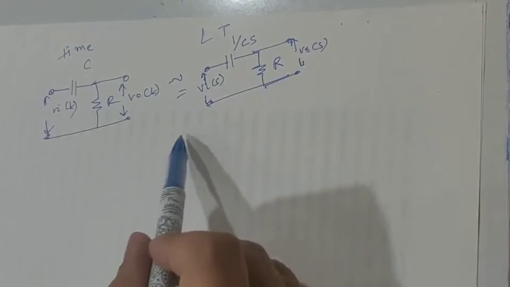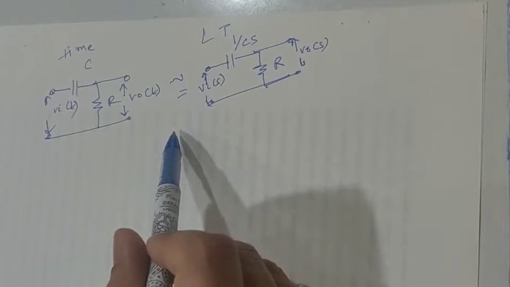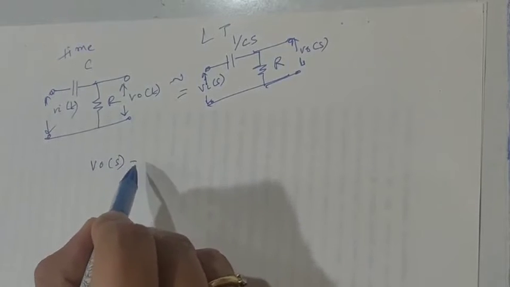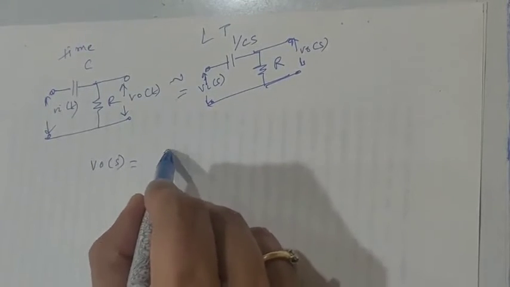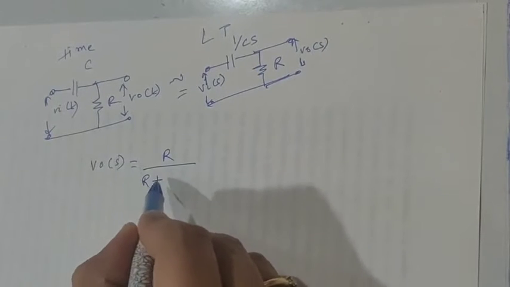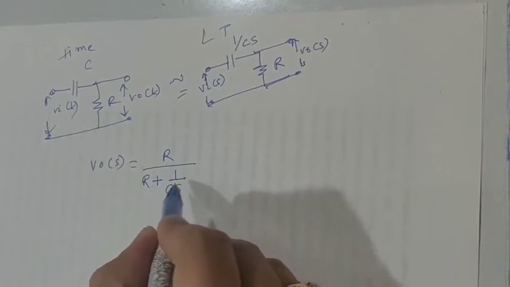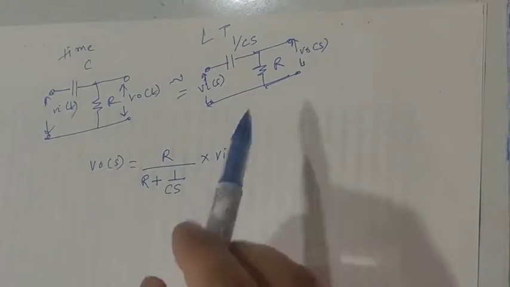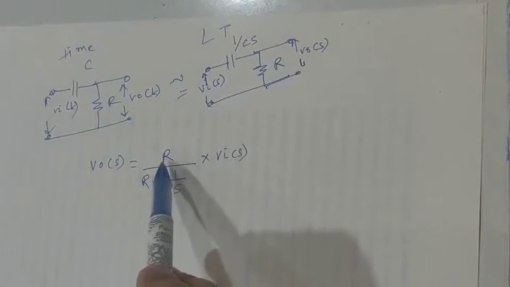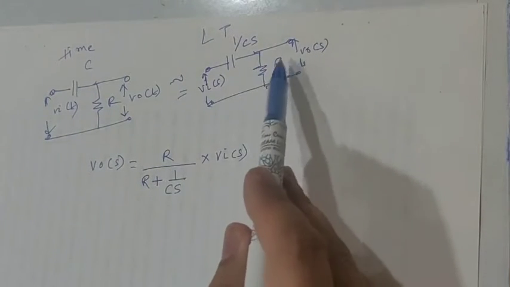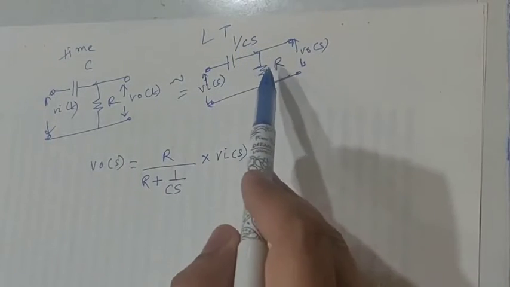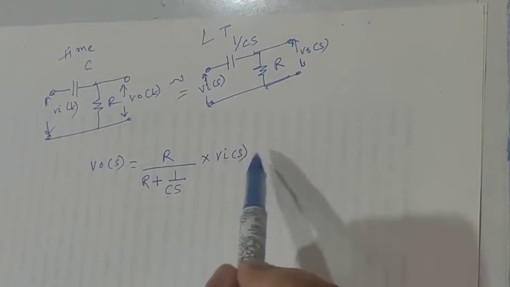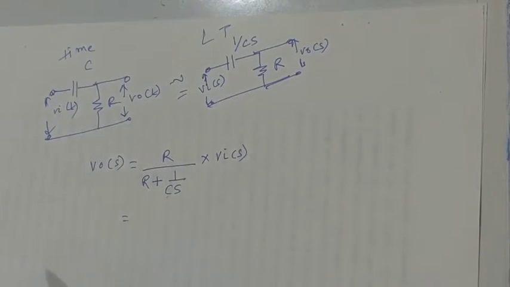Now if I am taking the Laplace of the circuit, of course we get V0 of S is equal to R upon R plus 1 by Cs multiplied by Vi of S. Simple voltage divider rule if I apply, it is coming out to be R, because the output that we take is across R, so it will be R upon the total impedance. So it is R plus 1 by Cs into Vi of S.